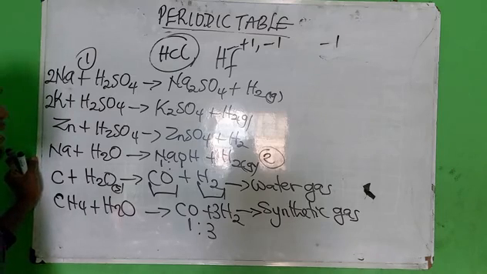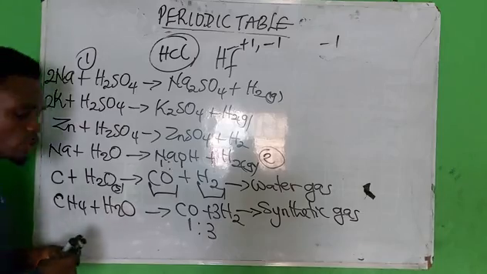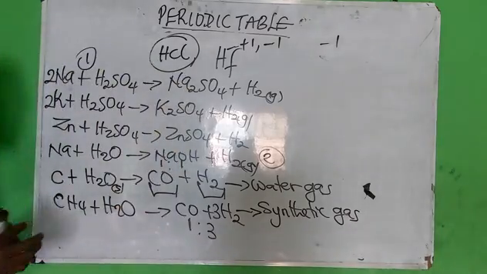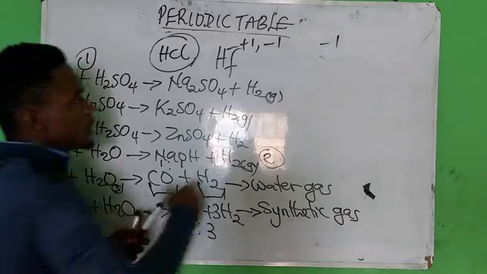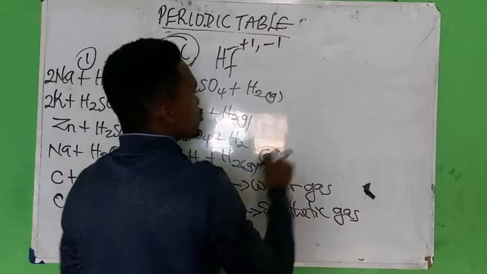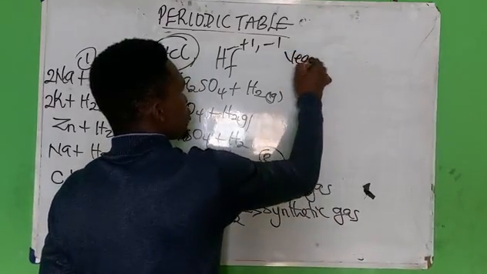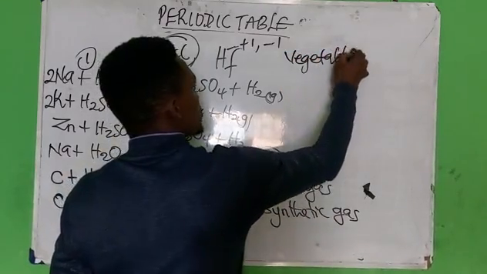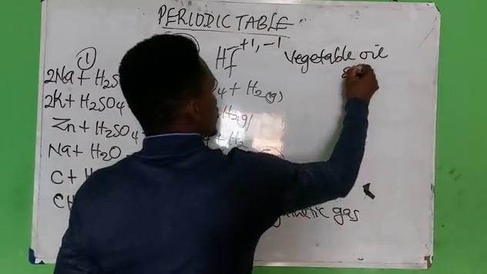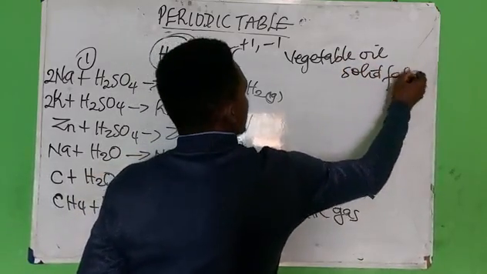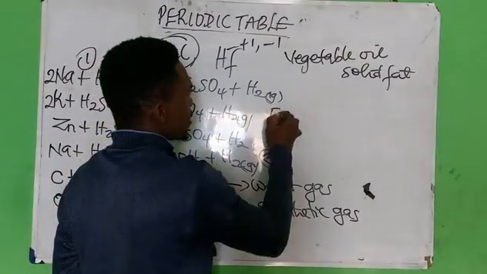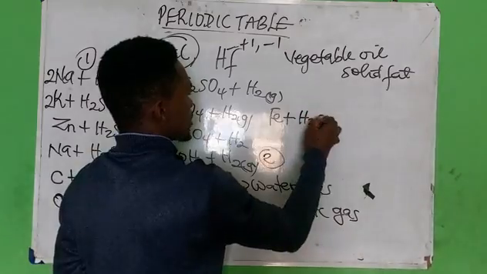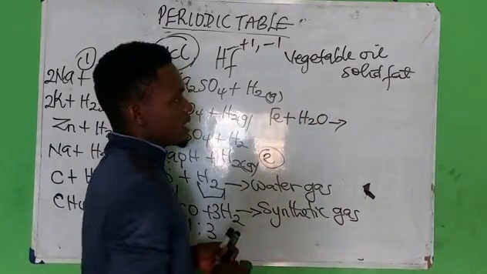Of course, producer gas is made up of CO and nitrogen. Yes, we know. So please, another way of preparing hydrogen: some industries use hydrogen to convert vegetable oil into solid fat. In order to do that, do you know what they do? They react iron with water.